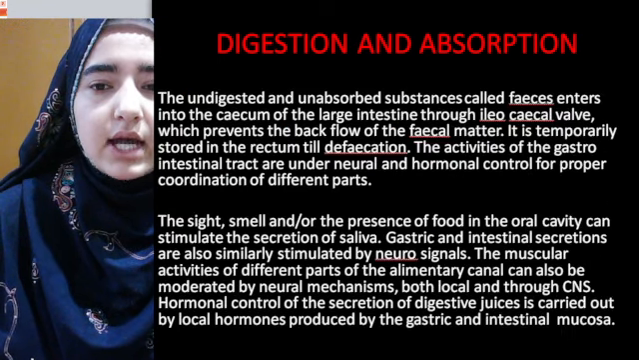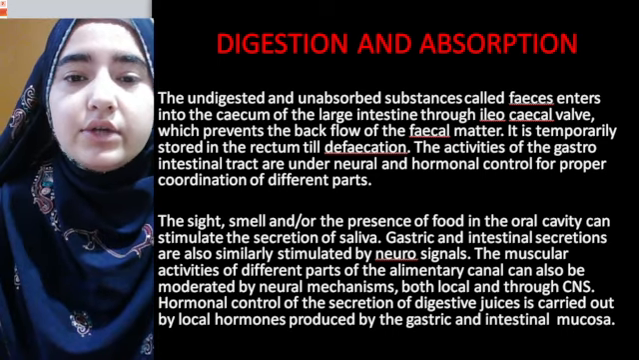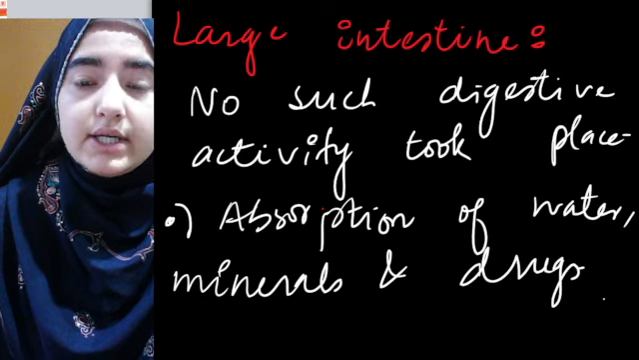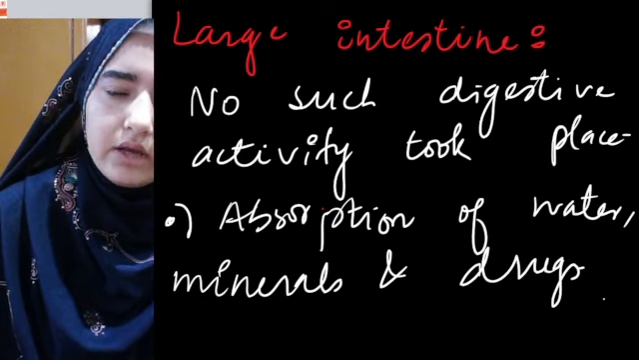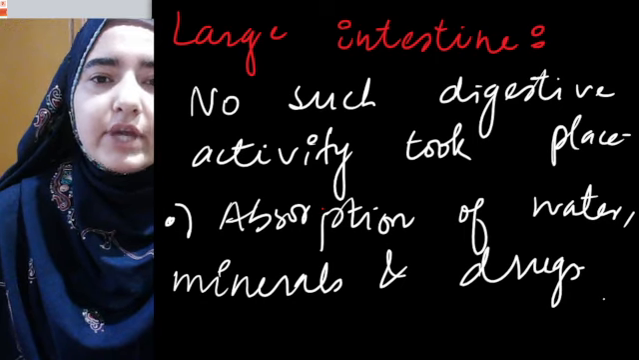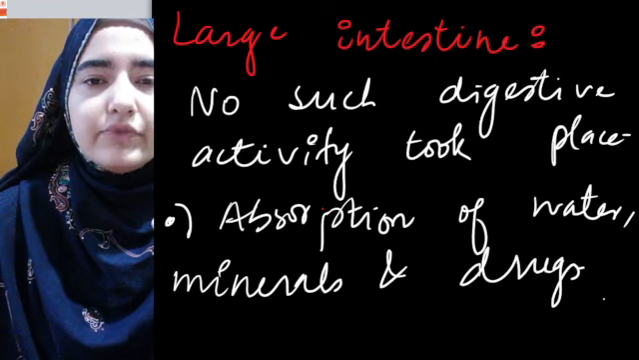Then we saw that undigested or unabsorbed substances, which are known as feces, enter the cecum region of the large intestine, and then are stored in the rectum region. And in the cecum we have the cecal valve, which prevents backflow of the fecal matter.